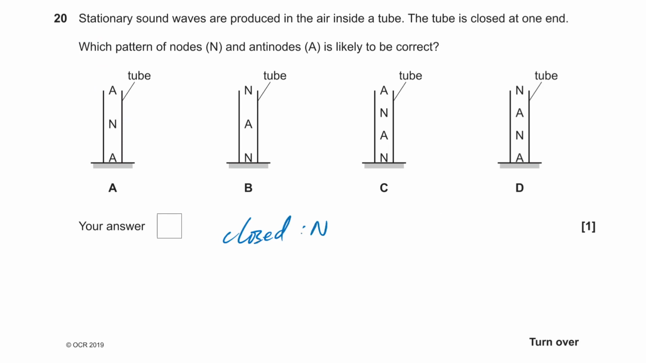20. Stationary waves in a tube. One thing you need to know about them is that at a closed end we have a node, at an open end we have an antinode. So the only one that's correct there is C.